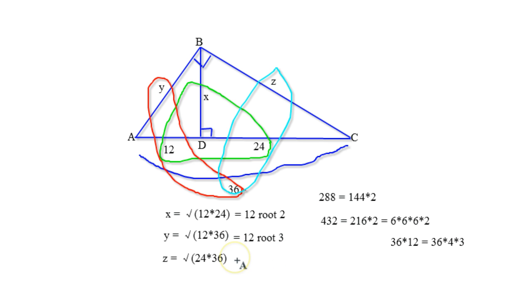And then this next one is going to be 24 times 36. This next one is going to be 12 root 6. Because it turns into, what is that, 864? And 864 is 144 times 6. And technically this should actually turn into 144 times 6. So that's how I got those. And that's how you're able to break them down.